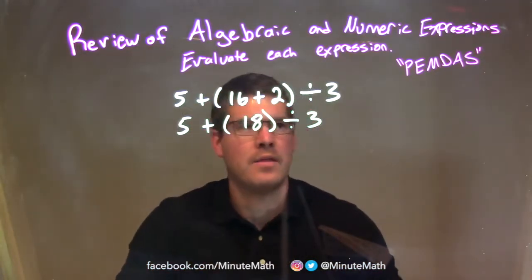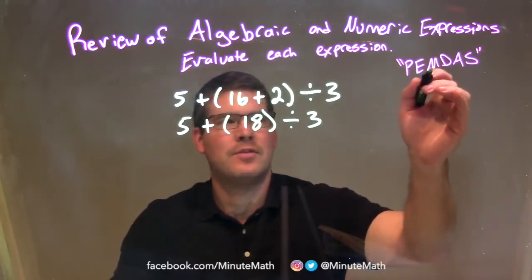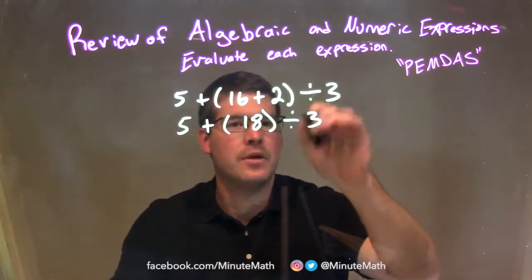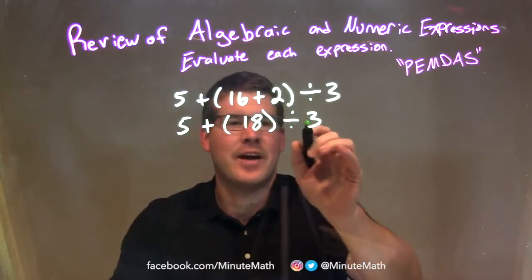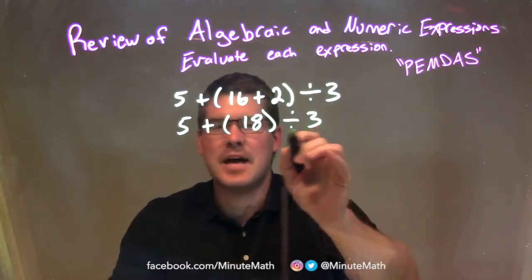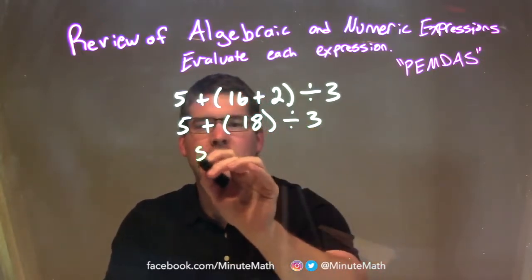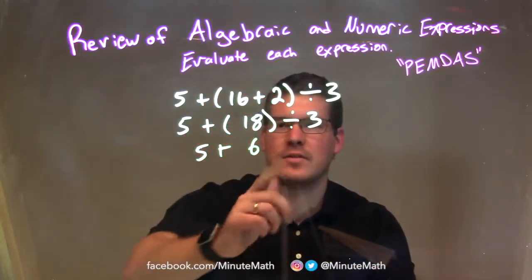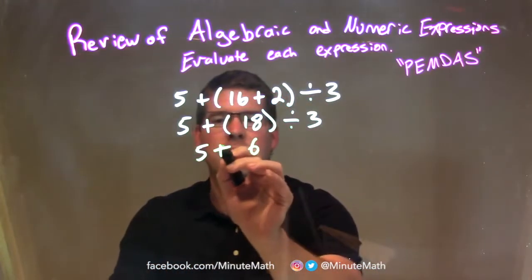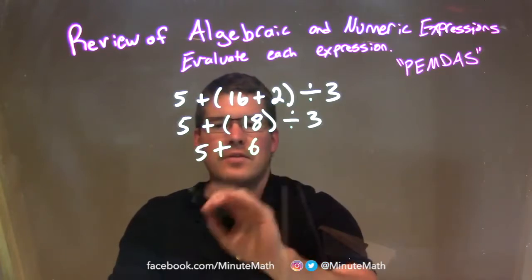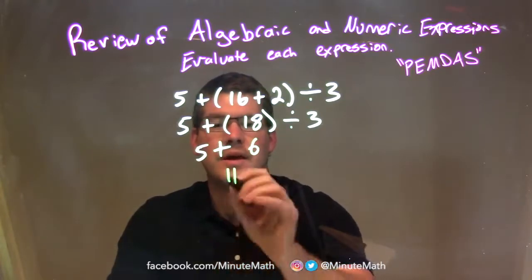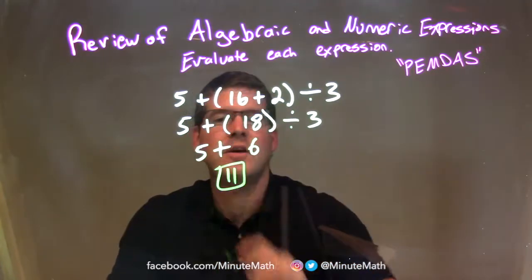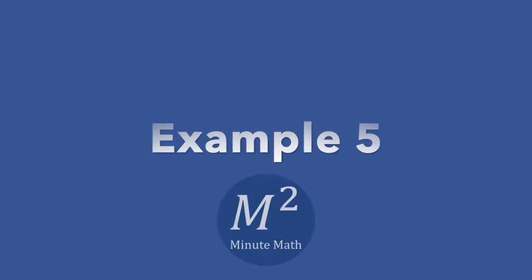So we start working down the line. Exponents, none. Multiplication and division. Well, we have division, so we have to do that next. So 18 divided by 3 becomes our next step. 18 divided by 3 is a 6. So we have 5 plus 6 comes down here. And then we have 5 plus 6 right there. So then 5 plus 6 comes out to be 11. And there we go. Our final answer here now is just 11.